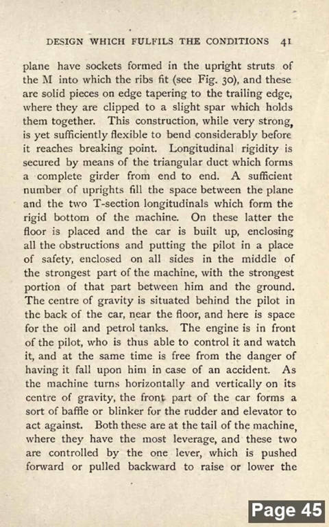Longitudinal rigidity is secured by means of the triangular girder which forms a complete girder from end to end. A sufficient number of uprights fill the space between the plane and the T-section longitudinals which form the rigid bottom of the machine. On these latter the floor is placed and the car is built up, enclosing all the obstructions and putting the pilot in a place of safety, enclosed on all sides in the middle of the strongest part of the machine, with the strongest portion of that part between him and the ground.